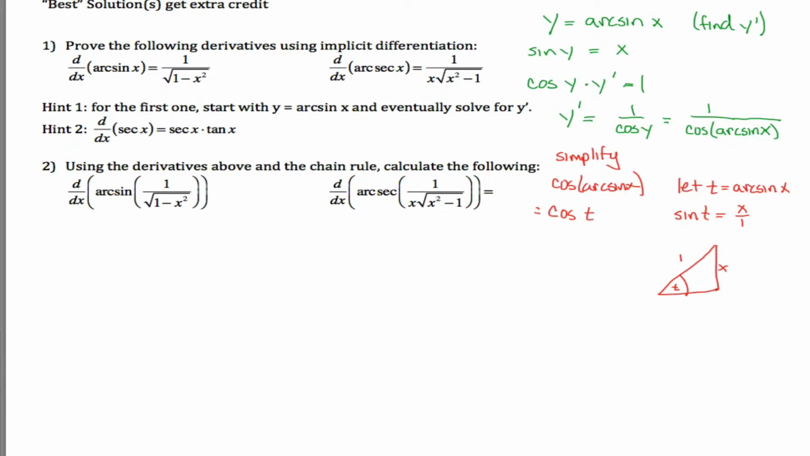Fortunately, I can figure out this one side right here using the Pythagorean theorem. I know that a squared plus b squared equals c squared. So this thing squared plus this thing squared equals 1 squared, which is just 1. If you solve for this thing, you'll get the square root of 1 minus x squared. So then I can say, well, the cosine of an angle is just equal to the length of the adjacent side over the hypotenuse. So it's the square root of 1 minus x squared. That's what the cosine of the arcsine of x is. So for my final answer, maybe up here, y prime is equal to, instead of 1 over cosine of arcsine of x, I can say it's 1 over this square root of 1 minus x squared thing.